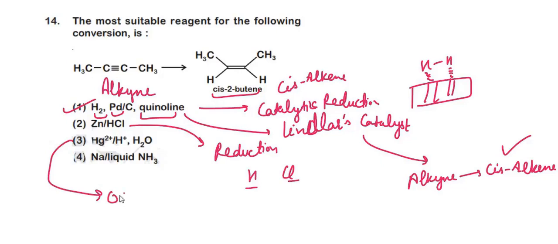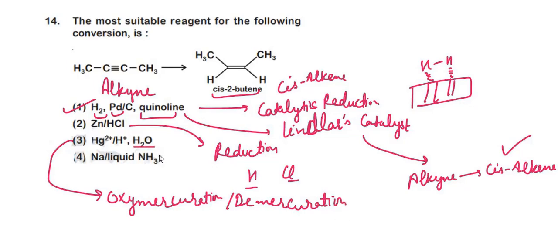Third case is oxymercuration-demercuration reaction. In this case, in the last step, addition of water takes place. Means on one carbon hydrogen, on another carbon OH. But you can see in the question here on both the carbons hydrogen is added. So this option is also not correct.